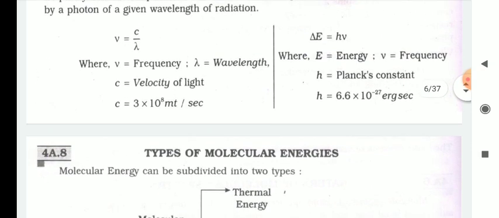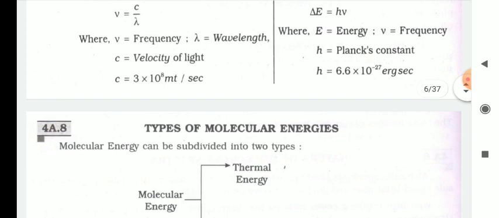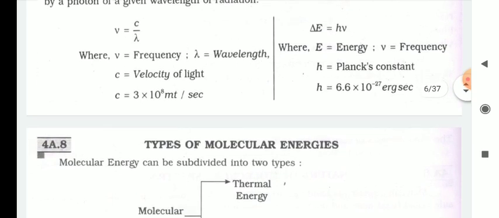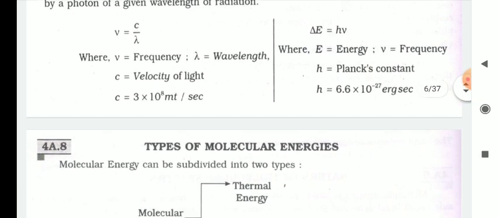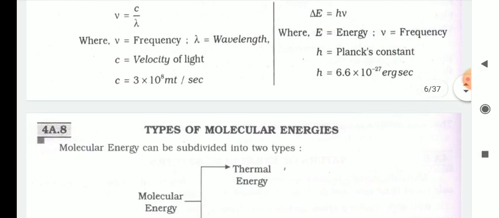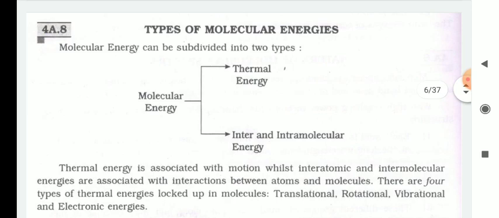The energy and frequency of the electromagnetic radiation are related by delta E = h nu, where h is Planck's constant, nu is the frequency of radiation, and E is the energy. Since h is constant, this implies that E is directly proportional to nu. That means the higher the frequency, the higher will be the energy.